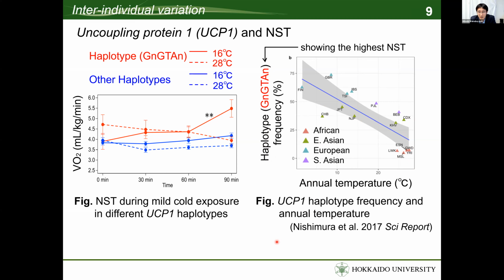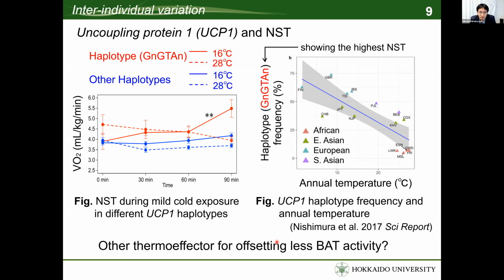Then a question came out: if we have a less amount of brown adipose tissue, there should be another thermoregulatory response to regulate our body temperature. And there could be the other thermal effectors for offsetting the less BAT activity in individuals who have less amount of BAT.